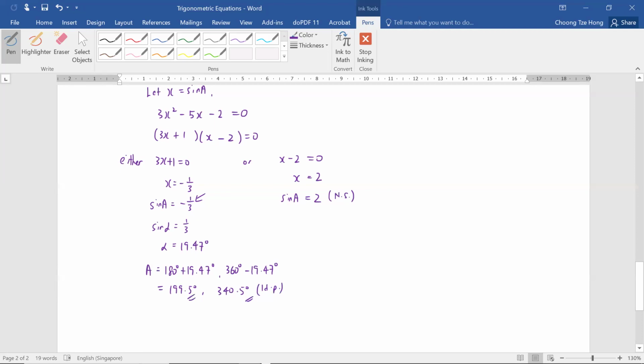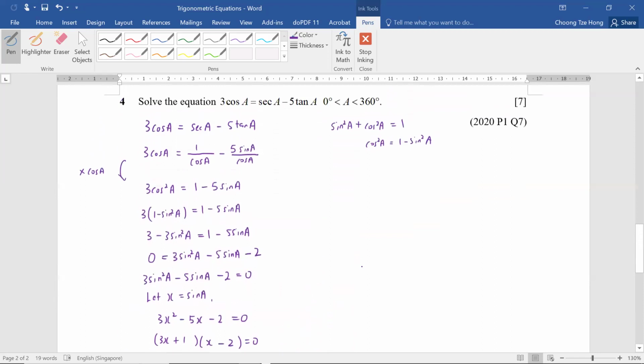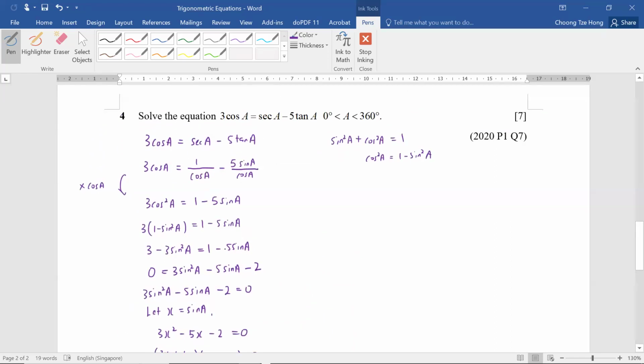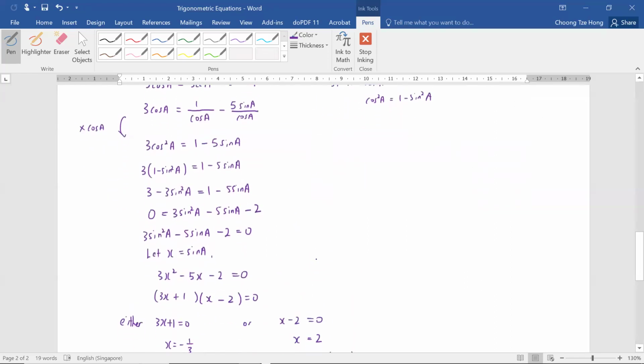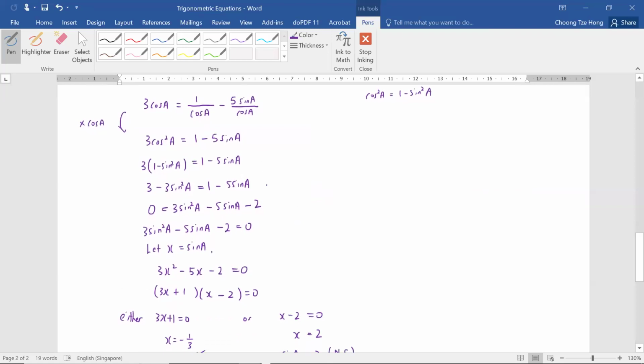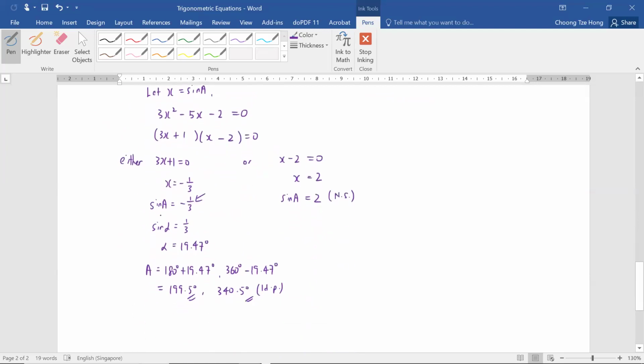So you can see, although it's a 7-mark question, it's not too difficult. Remember, what you want to do is express everything in terms of one type of trigo ratio. In this case, this question can be expressed in terms of just sine A only. Then after that, you should always end up with a quadratic. I won't say all the time, but most of the time you end up with a quadratic. Factorize, then you will get 2 equations, and you just solve both equations. If the equation cannot be solved, then you just write out no solution.